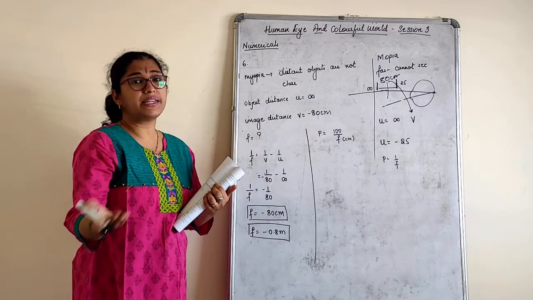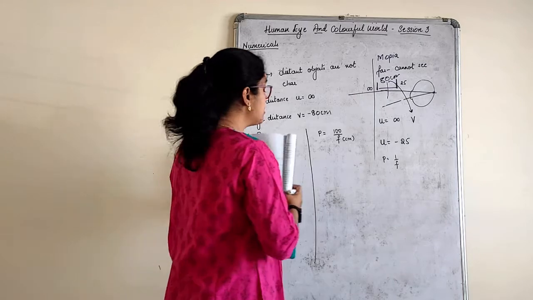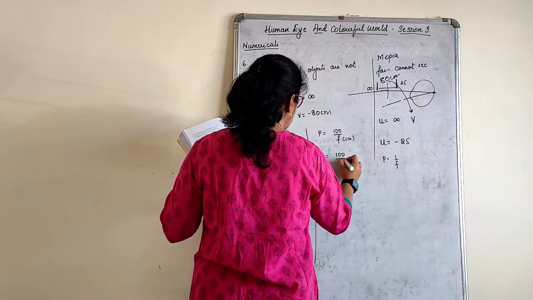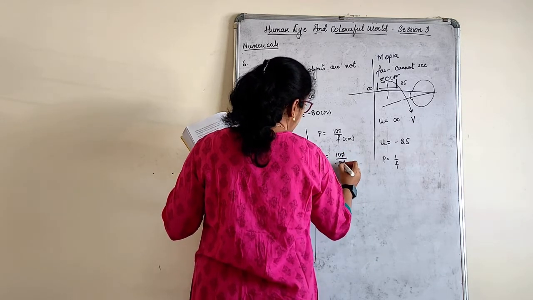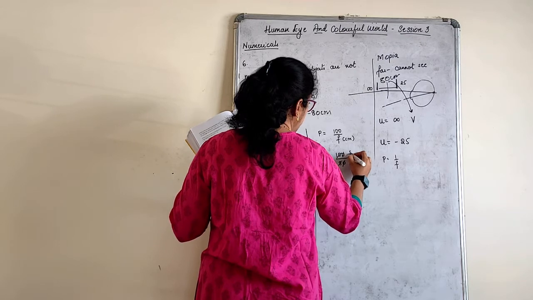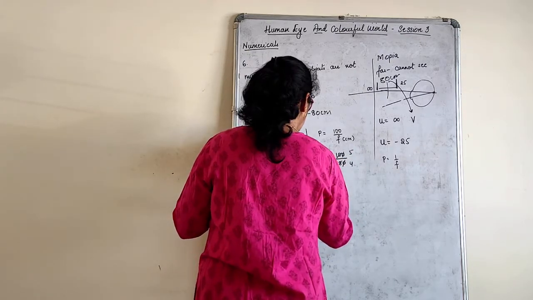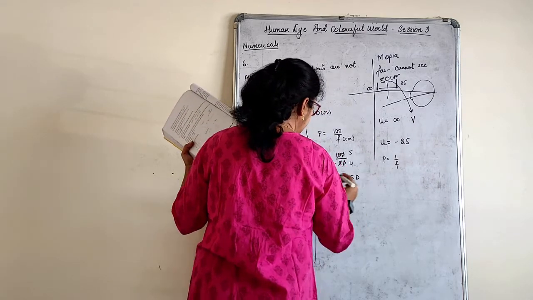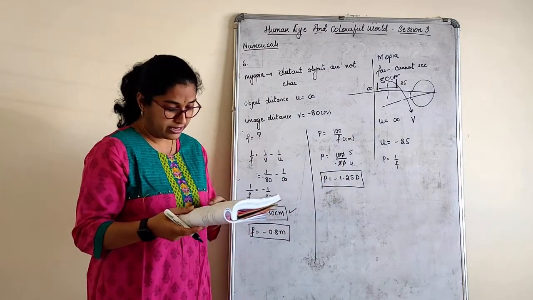Power is 100 upon f in centimeter. We have written this in formula, and anyone can be used. If I'm using this, power is equal to 100 upon minus 80, which is minus 1.25 diopter. Why is it minus? Myopia. It is a concave lens.